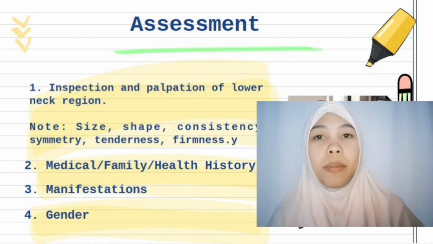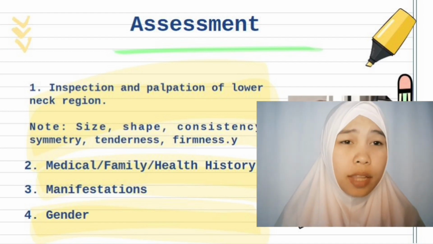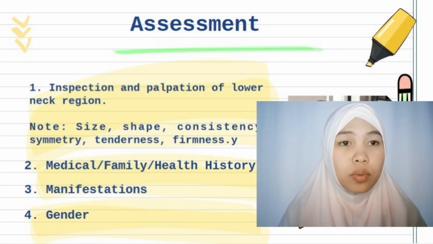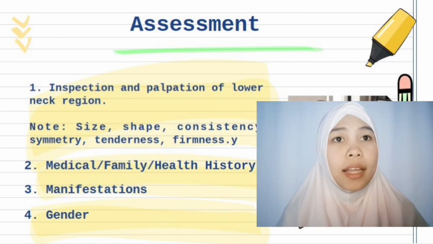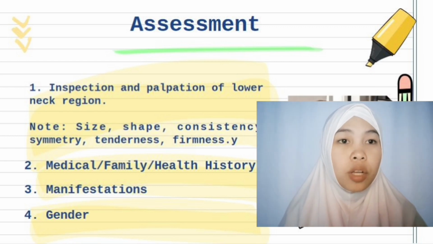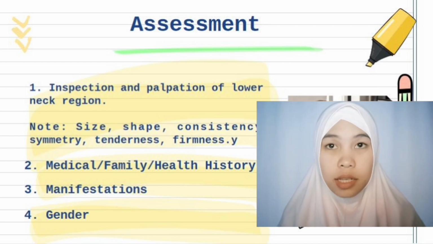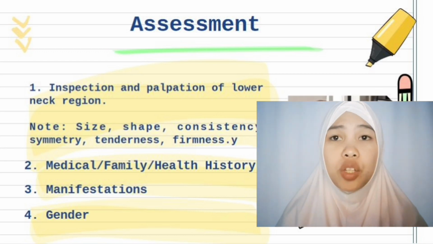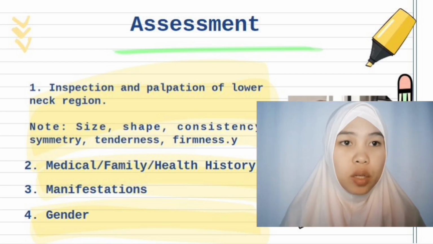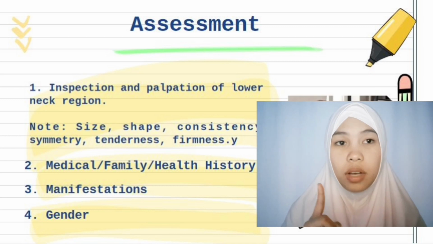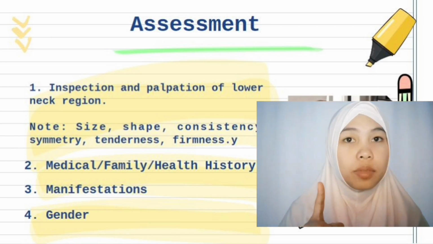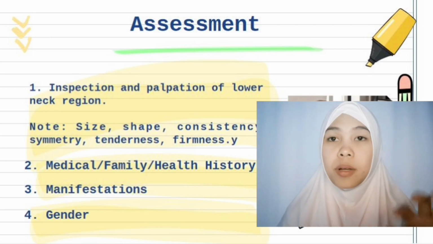And then we also have the medical and family health history taking. So why do we need to take this? Because as I have mentioned earlier, there are risk factors and other contributors that can increase the risk of a person developing the disease. And then also manifestations. So we need to check the manifestations para malaman natin kung meron ba siyang Hashimoto's disease, like the fatigue, which is a very obvious sign and symptom, and many more signs and symptoms.